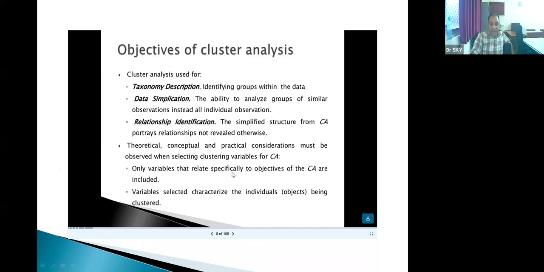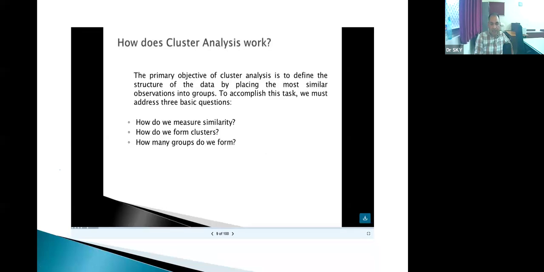So only variables that relate specifically to the objectives of the cluster analysis are included. Spurious variables are not included in the analysis. The variables selected characterize the individual objects being clustered, because we characterize the objects on the basis of these characteristics only. So all relevant variables should be included in the analysis. How does cluster analysis work? The primary objective of cluster analysis is to define the structure of the data by placing the most similar observations into groups.